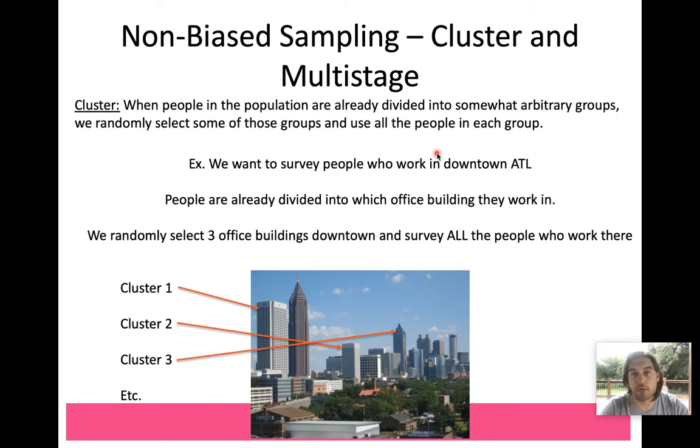So let's say you work for DeKalb County Public Schools. We want to study second graders, right? Something about second graders. Well, we already have existing clusters. Those clusters are schools, right? There's, who knows, 30 elementary schools. Let's just say, I have no idea what the number is, there's 30 elementary schools in DeKalb County. So I number them 1 to 30, and then I randomly select 3 of them. And then I collect data on all of the second graders in those schools.